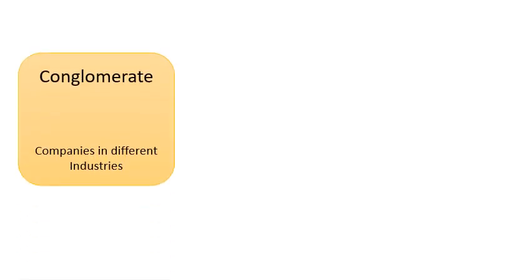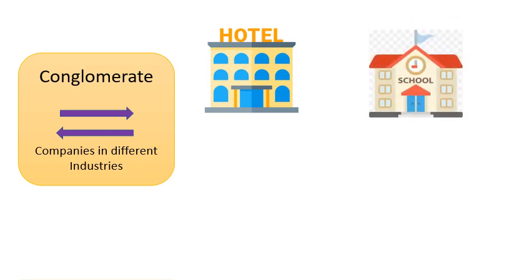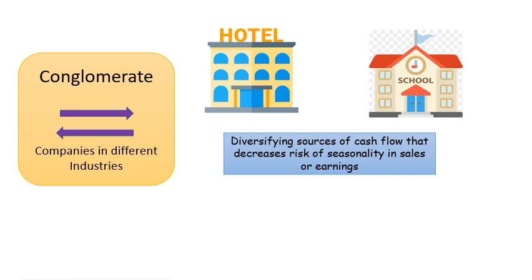The third class of M&A transactions is the conglomerate transaction, where the bidder and the target are operating in unrelated industries. For example, if the bidder is operating in the tourism sector and the target company is in the educational services sector. So the main incentive for this type of transaction is to diversify sources of cash flow, which could decrease the risk of seasonality in earnings or cash flow.